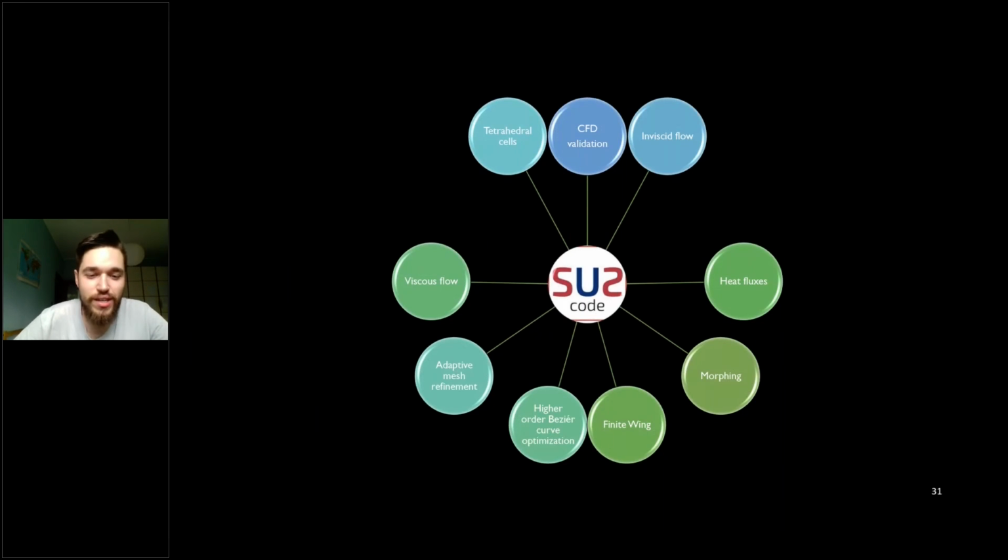Thank you. To summarize, SU2 has been used for CFD validation of current optimized profiles using tetrahedral cells and inviscid flow. Future works will include the viscous flow analysis, further mesh refinements coupling SU2 and Pointwise, higher order Bezier curves, three-dimensional case studies, morphing, and thermal fluxes in real gas hypothesis.